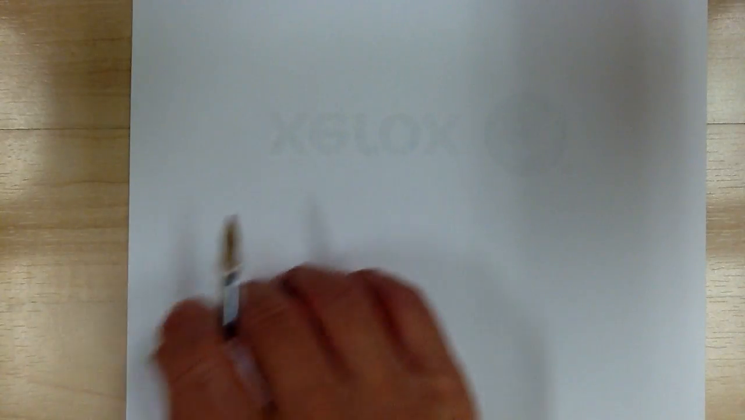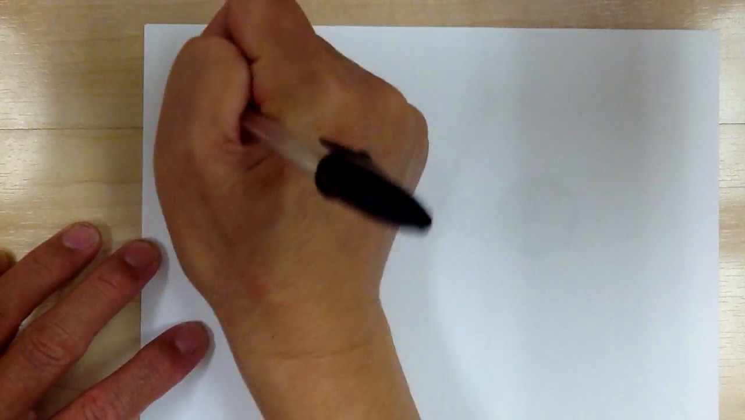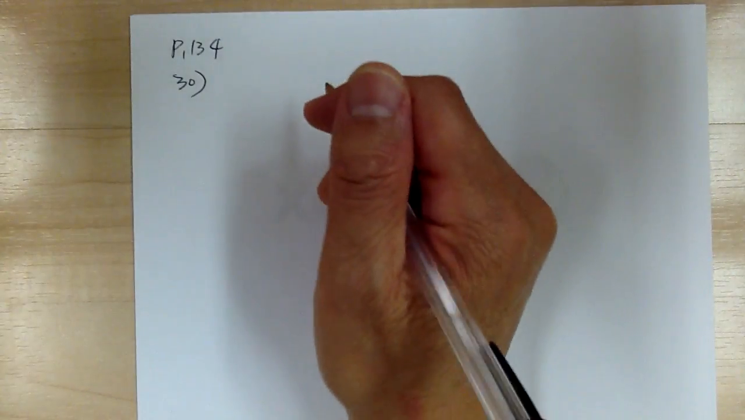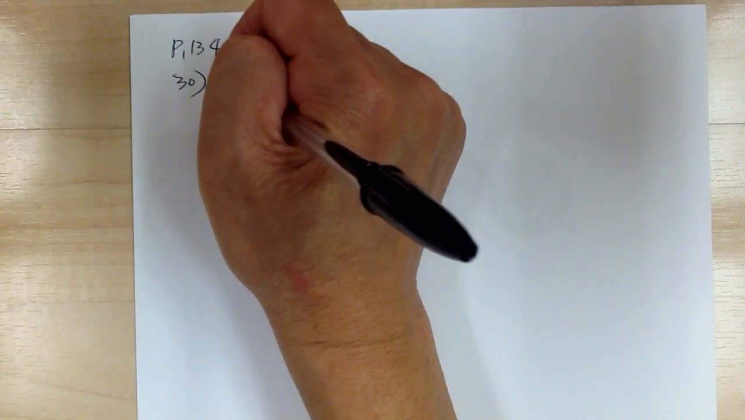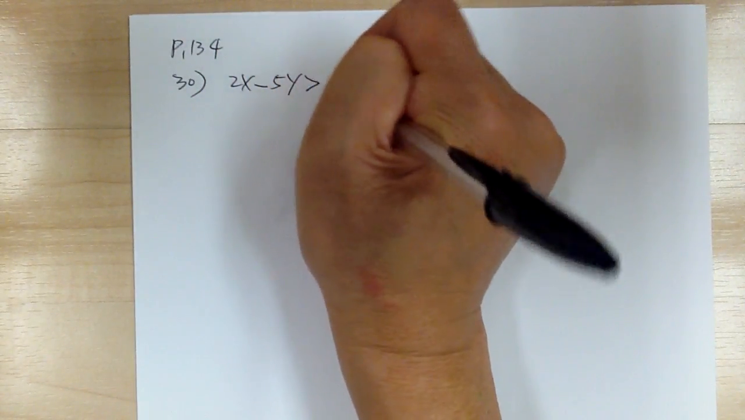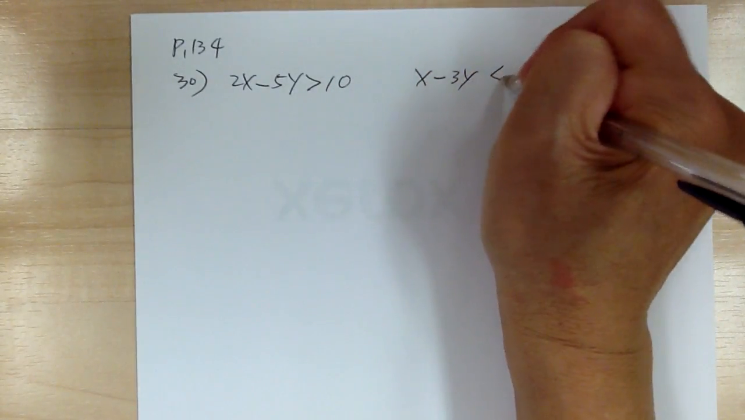Okay, let's go to page 134. And let's do number 30. Okay, number 30, you have 2x minus 5y is greater than 10. And you have x minus 3y is less than 6.